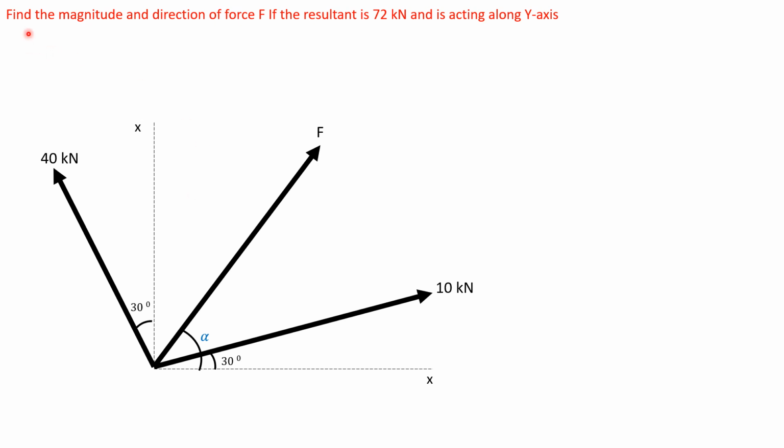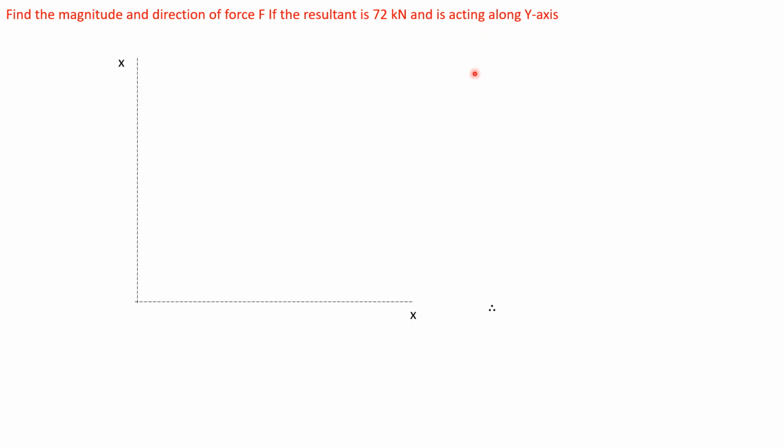In this problem, it is asked to find the magnitude and direction of force F if the resultant is 72 kN and is acting along the y-axis. What is given in this problem is that the resultant is vertically upward. It is acting along the y-axis.